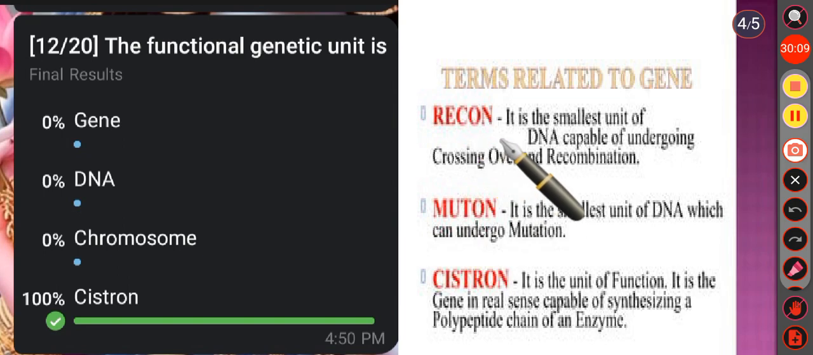What is recon? It is the smallest unit of DNA capable of undergoing crossing over and recombination. And what is muton? It is the smallest unit of DNA which can undergo mutation. And what is cistron? Cistron is the unit of function. It is the gene in the real sense, capable of synthesizing a polypeptide chain of an enzyme. So here the functional genetic unit is called cistron.